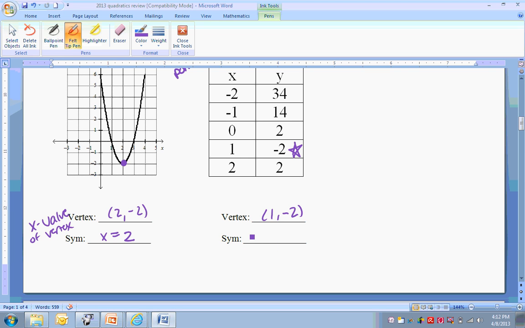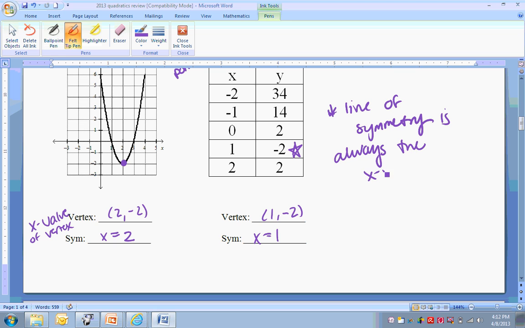Now my line of symmetry, remember, is always the x value of my vertex. So my line of symmetry here is x equals -1. So make a note that the line of symmetry is always the x value of your vertex.